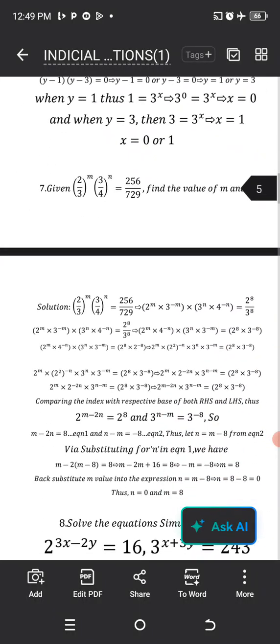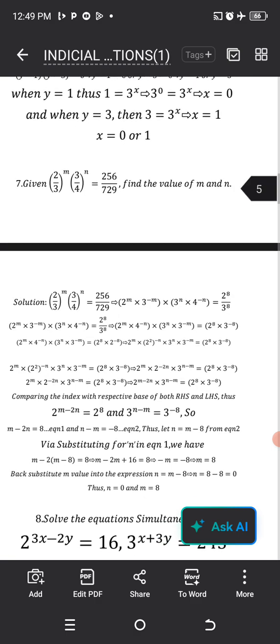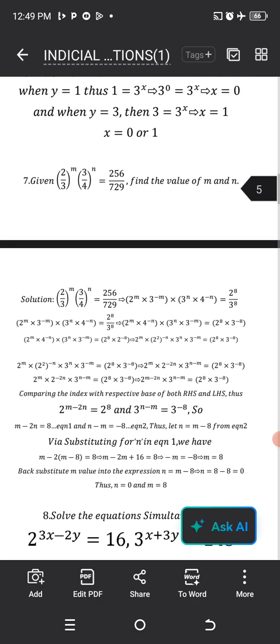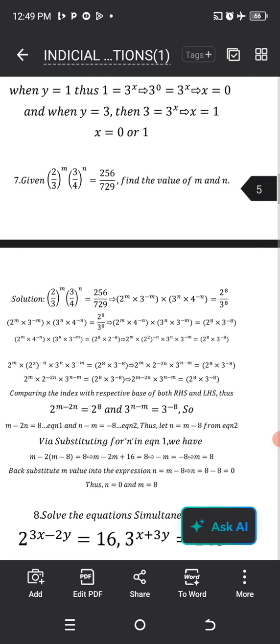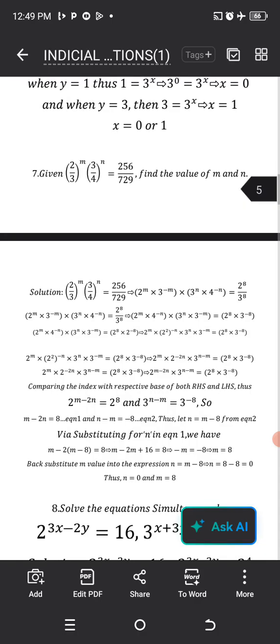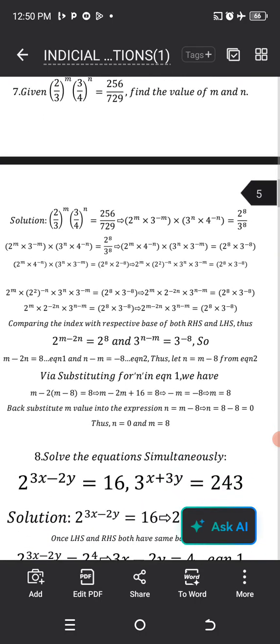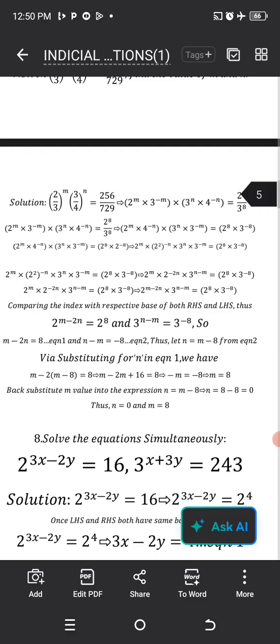So this expression 2, we have (2/3) all raised to power m, multiplied by (3/4) all raised to power n, and everything is equal to 256 divided by 729. You have to find the value of mn. So how can you find this? This is the solution here.